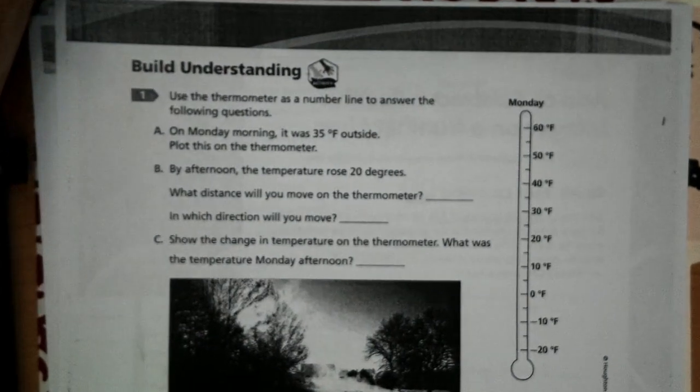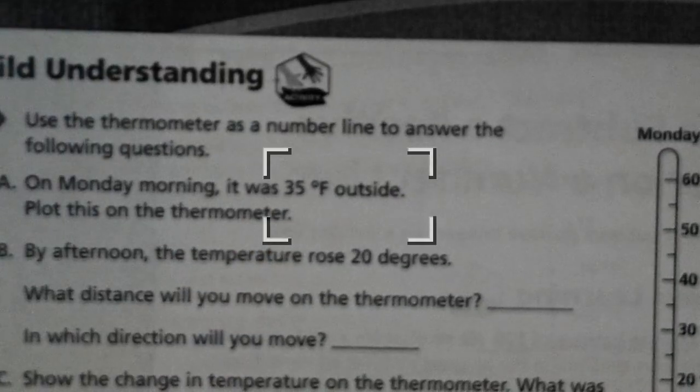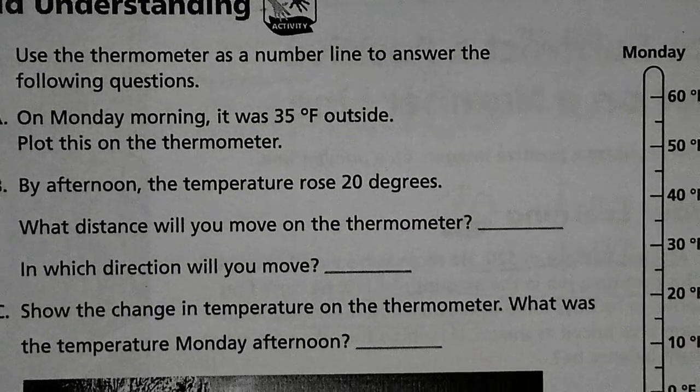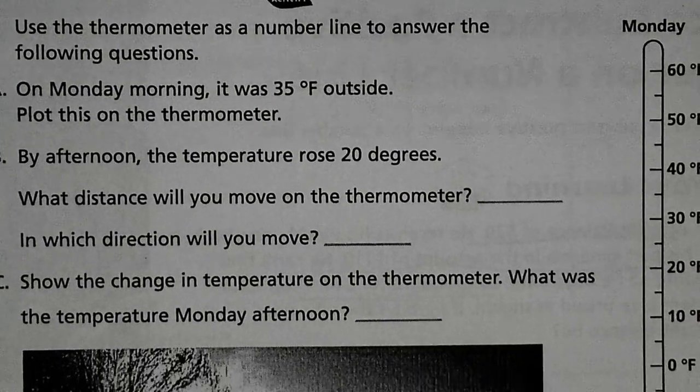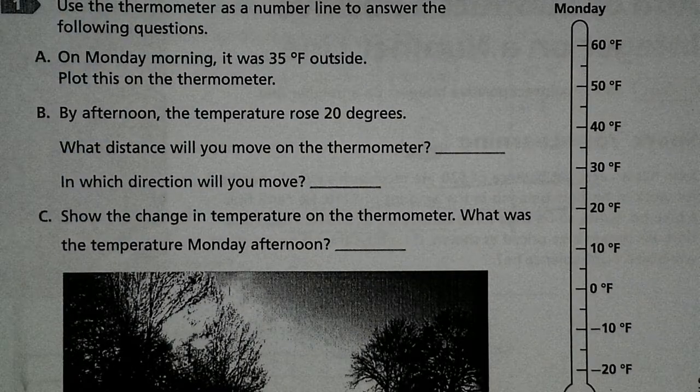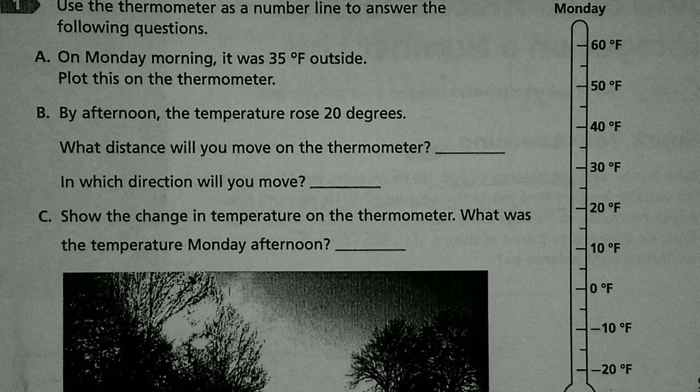All right, let me zoom in. All right, so now we're going to use the thermometer to answer the question. So on Monday morning, it was 35 outside. So where am I going to plot that? Like between 30 and 40. Yes.